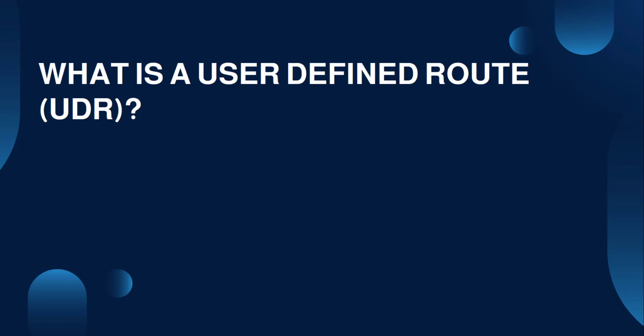Next hop type is usually a virtual appliance or a virtual network or internet, or it could be none. I will let you know these things when we do a demo. Next hop IP address is usually a virtual appliance IP address that you want to have in between to route your traffic. So without doing a demo, we will not be able to understand what we are talking about.